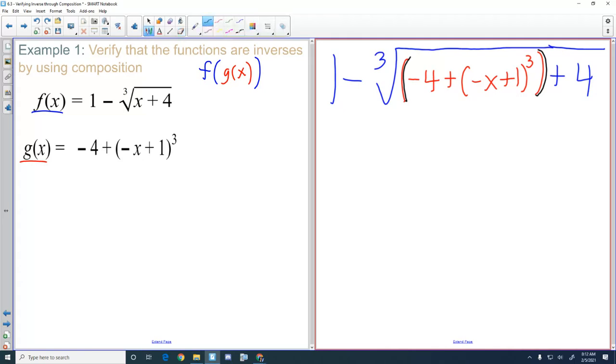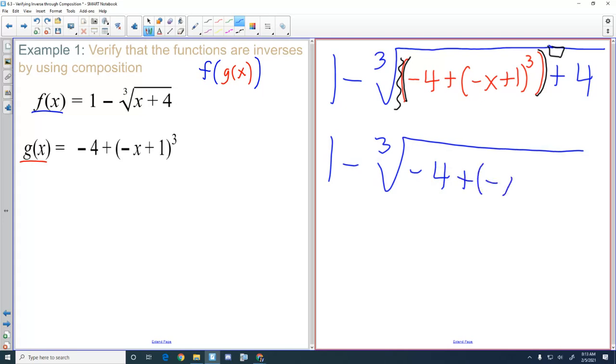And this outer parentheses, is there a number in front, like right here, that I need to distribute? No. Does that outer parentheses have an exponent over here that I need to worry about? No. If there's no coefficient and no exponent around a pair of parentheses, you don't need those parentheses. You can just write it without them. So we have 1 minus the cube root of negative 4 plus, I still need this set of parentheses, I didn't deal with this yet, plus 4.